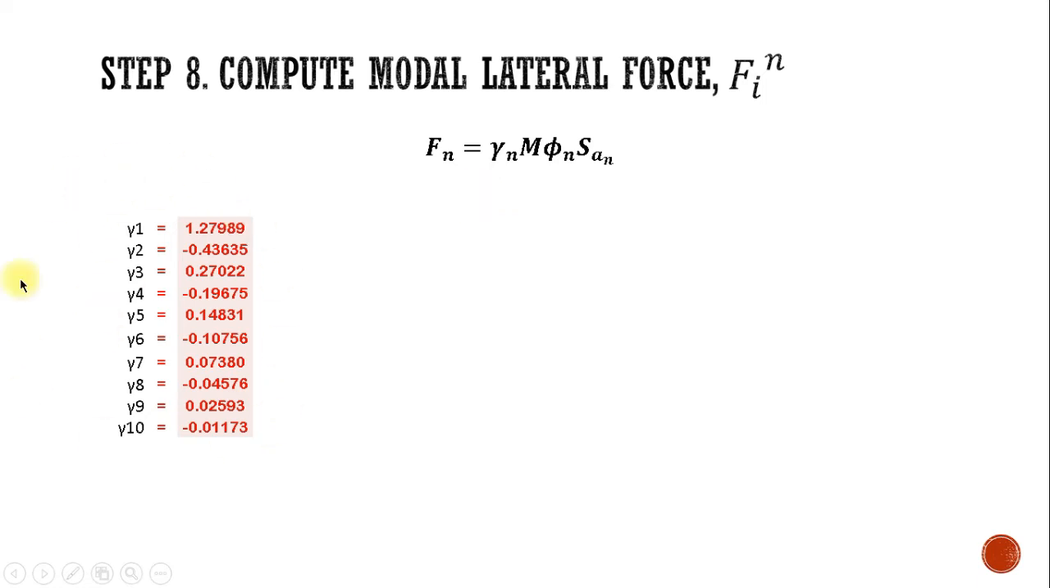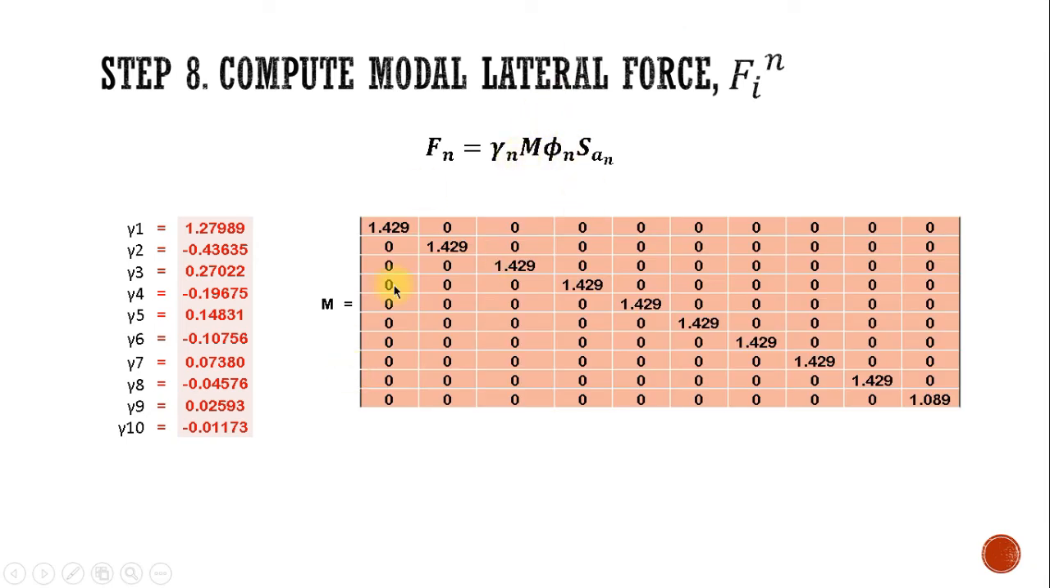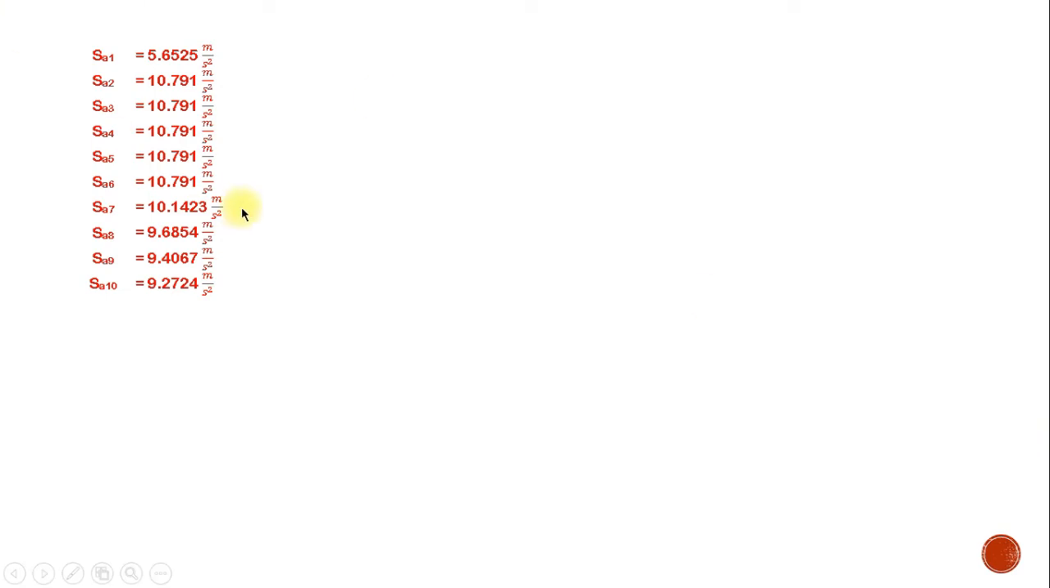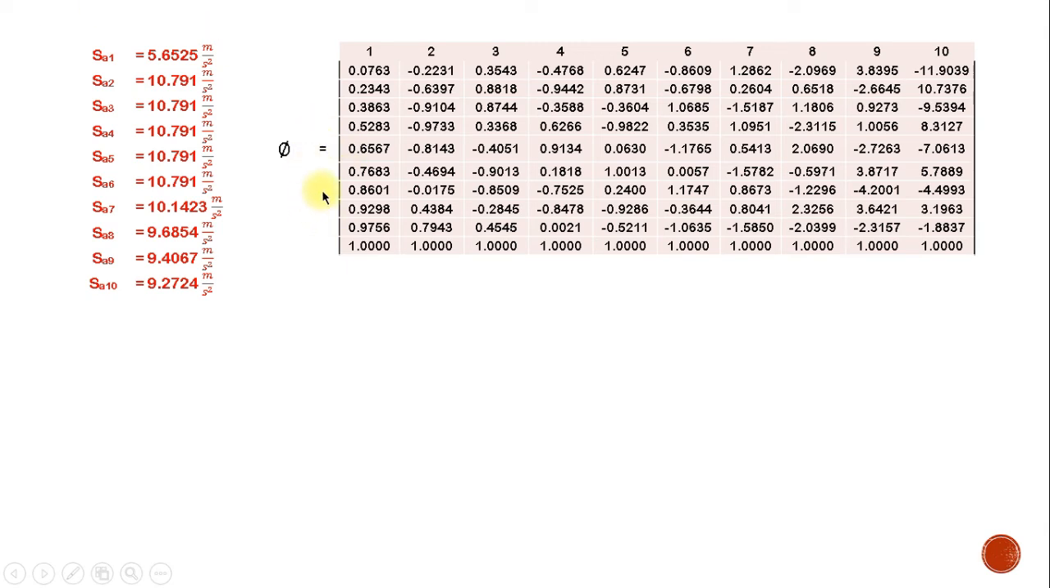So these are the values of modal mass participation factor in all modes. So for mode 1, 1.27989 and so on, for mode 10 is equals to negative 0.01173. So for our m, the value of our m or our mass matrix is this. So it is a diagonal matrix composed of the mass of every floor. So for our spectral acceleration in every mode, ito yung ating gagamitin. And our mode shape matrix that is composed of the mode shape vector in every mode. So for mode 1, itong first column, second column for mode 2, third column for mode 3, fourth column for mode 4, and so on up to mode 10 is itong ating last column.